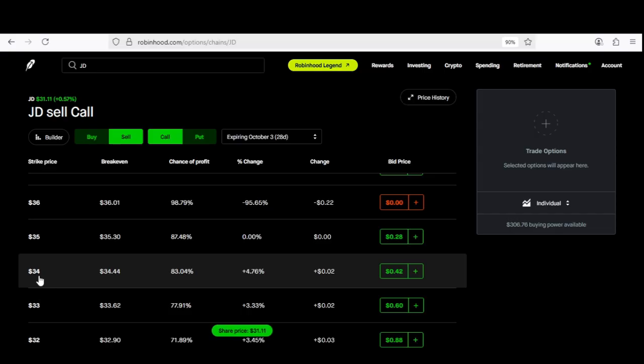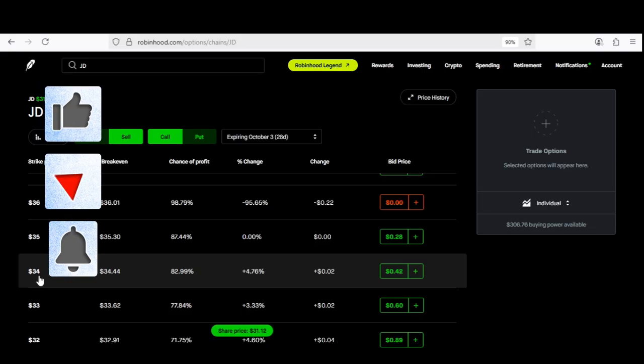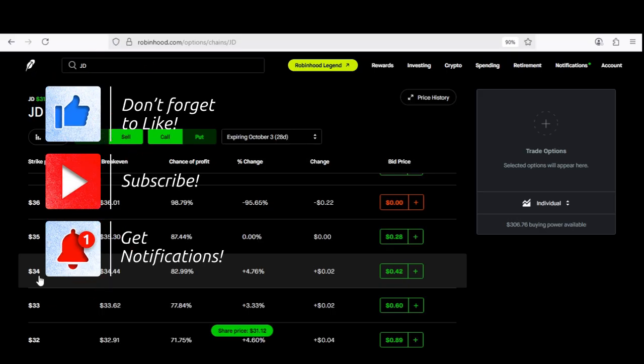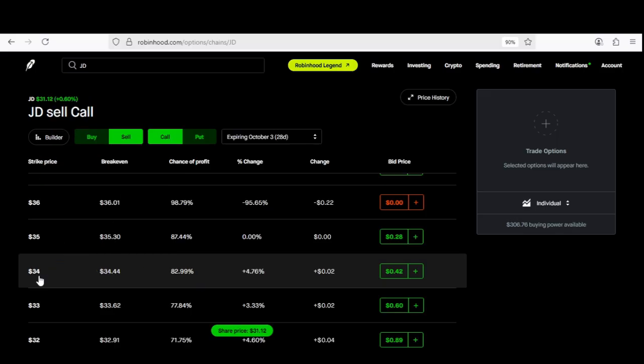The only way to learn options and be successful is you have to go ahead and do three things. You need to practice, practice, practice. So the other reason why I'm going to be choosing the $34 strike price is that this stock usually stays flat. It doesn't do too many spikes up or spikes down. So it's good for consistent income.